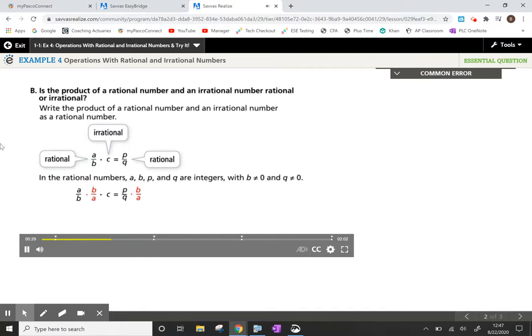Or B divided by A. Since A divided by B times B divided by A equals 1, the equation simplifies to C equals P divided by Q times B divided by A, or P times B divided by Q times A.